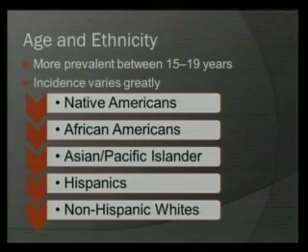As I said, it's more observed among children between 15 to 19 years of age, and the incidence varies greatly by ethnic groups. It's highest among Native Americans, around 50 per 100,000 per year, followed by African Americans, a little bit more than 20 per 100,000 per year, then Asian or Pacific Islander, a little bit less than 20 per 100,000 per year, followed by Hispanic, and the lowest among non-Hispanic whites, which represents 5.6 per 100,000 per year.